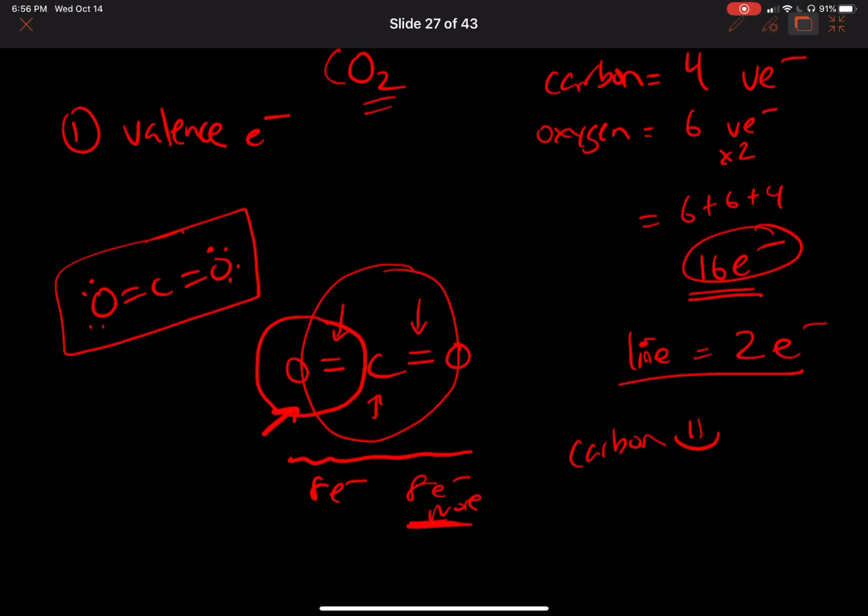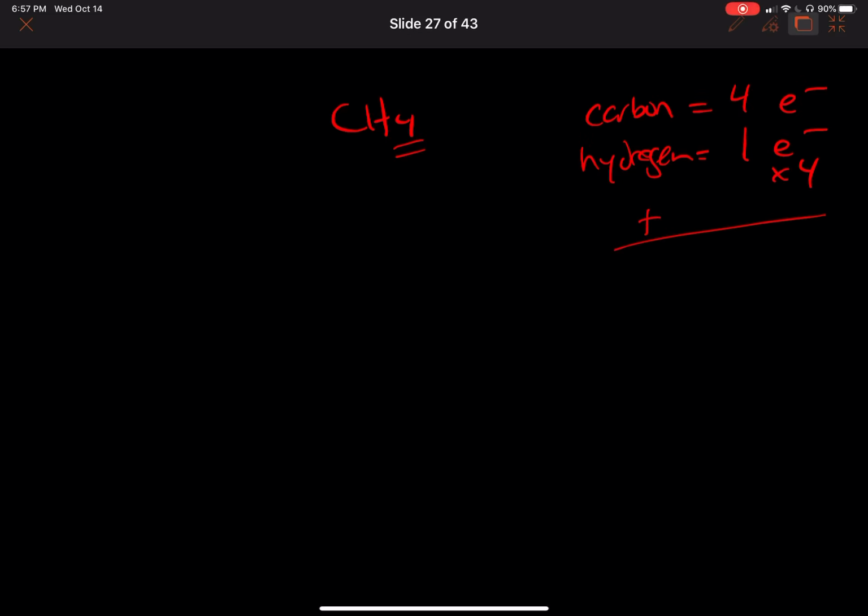I'm going to do another example. Let's do CH4, methane. If we had to draw a Lewis structure for methane, step 1, count up all the valence electrons. Carbon, by its position on the periodic table, has 4 valence electrons. Hydrogens always have 1, and there's 4 hydrogens, so that's times 4. That brings the total to 8 electrons.